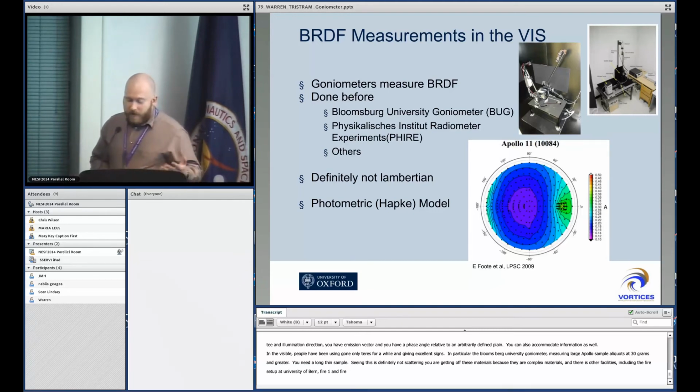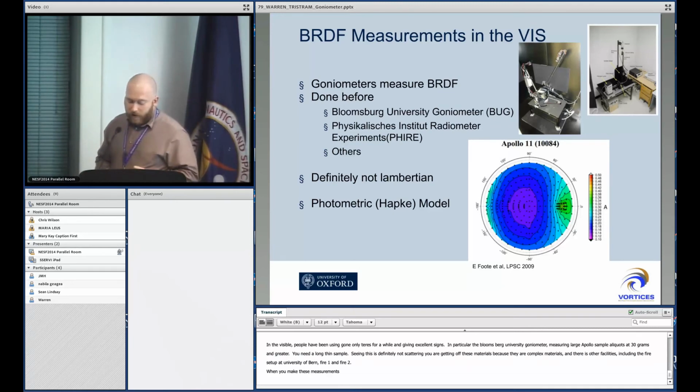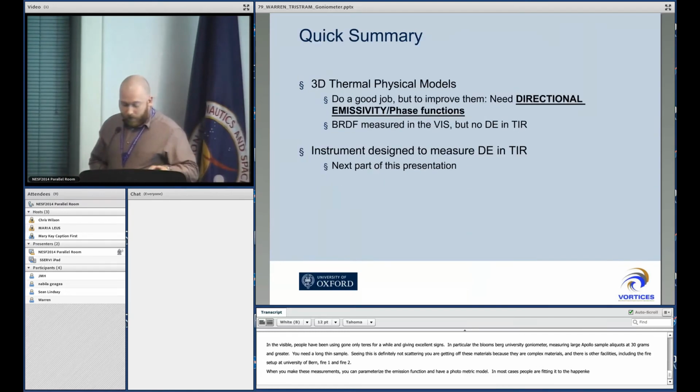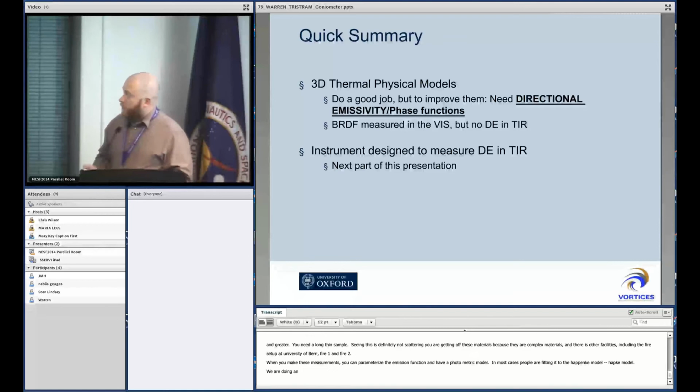When you make these measurements, then you can parameterize the emission function and have a photometric model. And in most cases, people are fitting it to the Hapke model. For the thermal infrared, we don't have as good of physics for that, so we're doing a more empirical approach. So this is just a summary of what we just said.